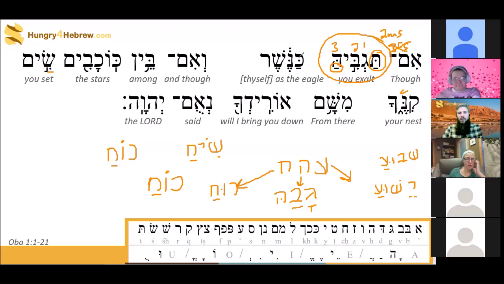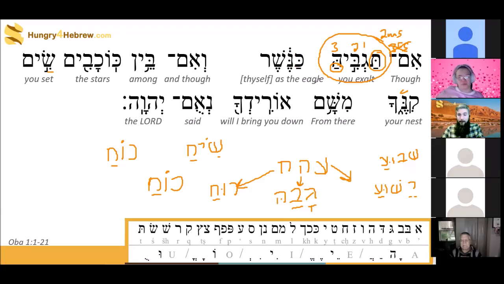Kanesher, the ka, what does the ka tell us? As comparative, right? Like the eagle. So still on that theme of being high up. Ve'im ben kochavim. And if between the, or among the stars, sim kinecha.